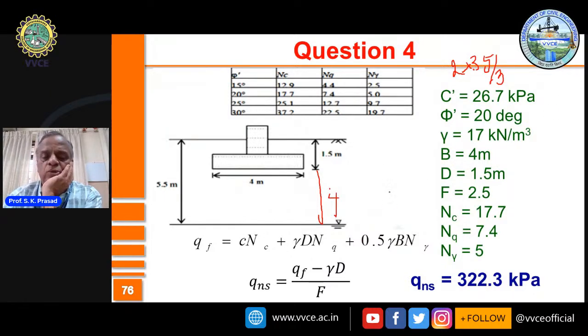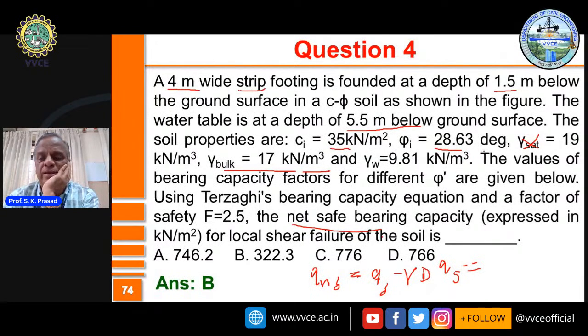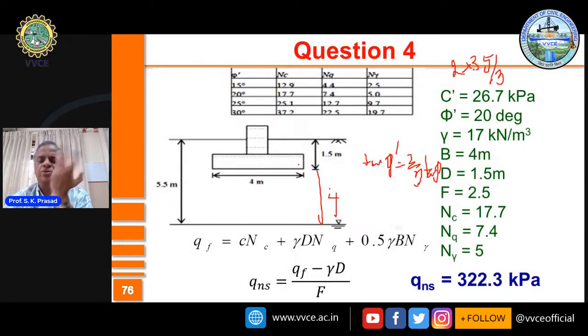Phi dash, like before: tan phi dash is equal to 2/3 of tan phi. From that, you get phi dash equal to 20 degrees. Gamma, don't take saturated density. You have to take bulk density, because the water table is at a far off depth. B is known, D is known, and for phi equal to 20 degrees, directly you can use these values to find NC, NQ and N gamma.